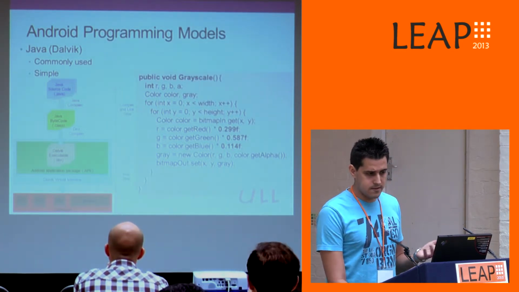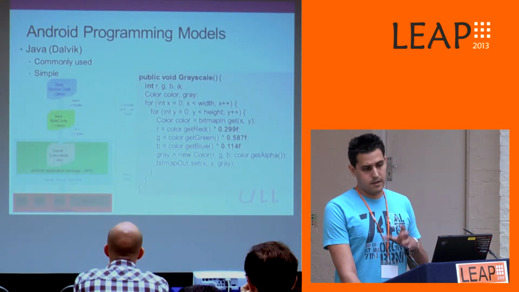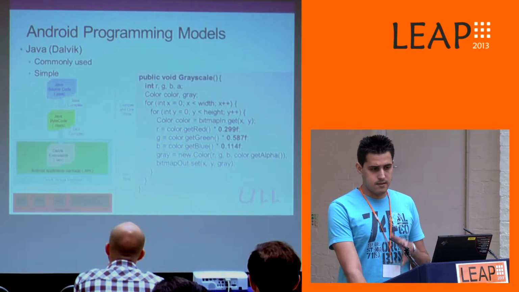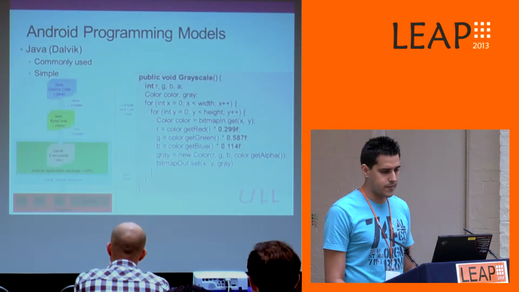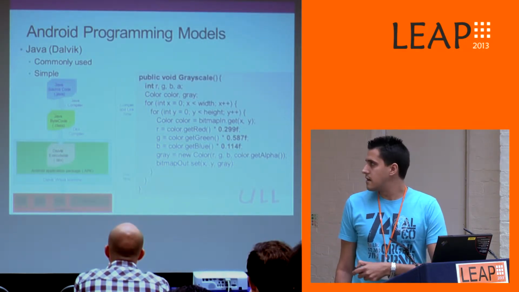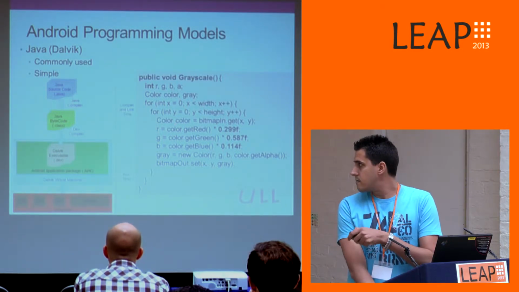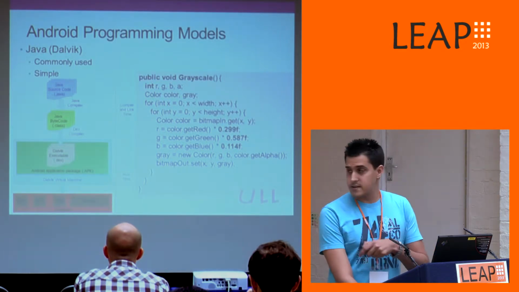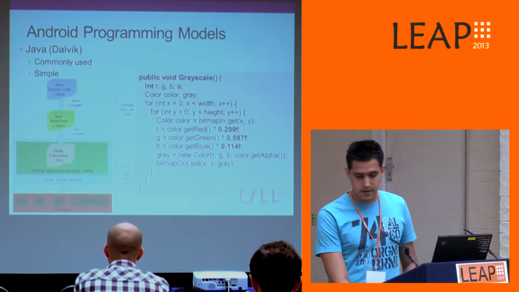The Java code is compiled using the Java compiler, and the bytecode obtained is compiled using a DEX compiler. As you can see in this example, we have a loop, get each pixel, get the color, and transform to grayscale.